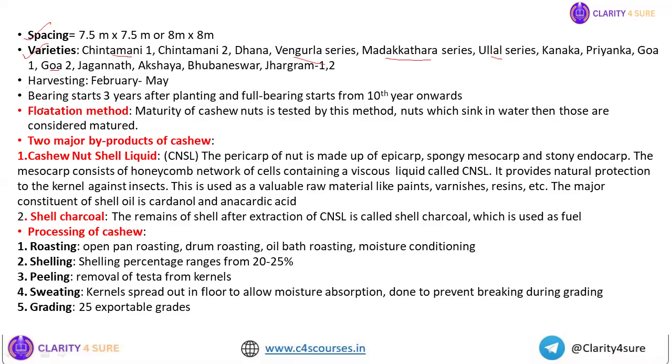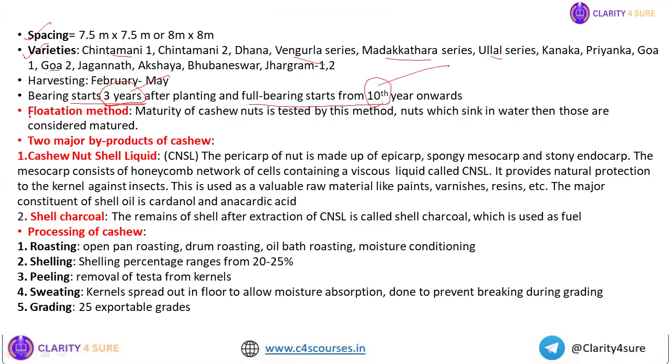Then next we'll go for harvesting. Bearing in cashew starts in 3 years. Just now, in tea, we have seen that we can start the plucking from 3 years, right? Even in case of cashew, it starts bearing from the third year, but the full bearing is from the 10th year onwards. That means we'll get the commercial yield from the 10th year.